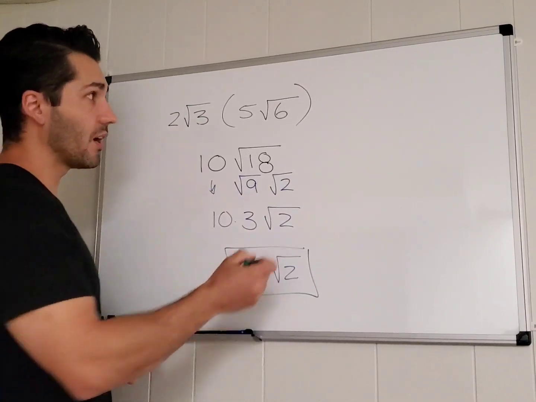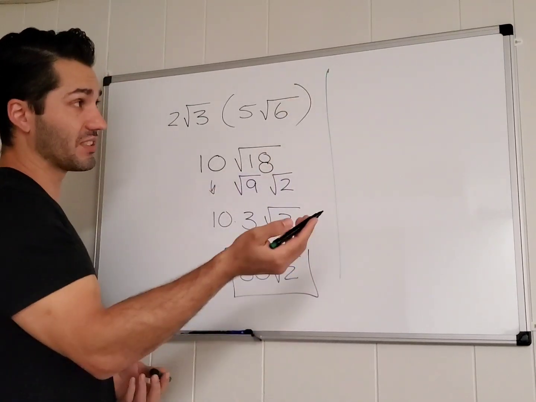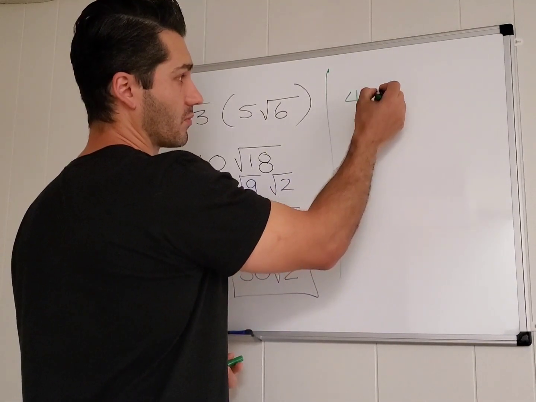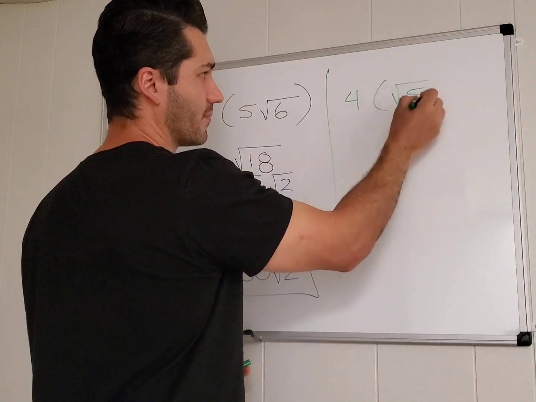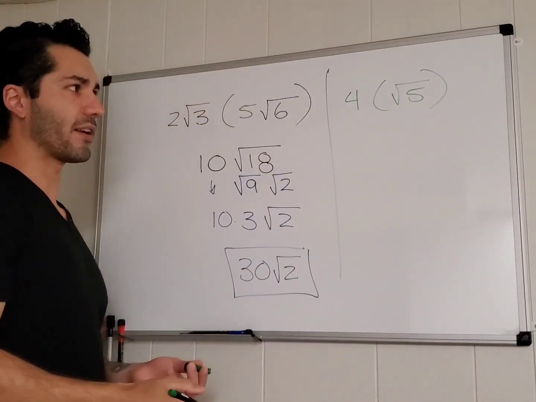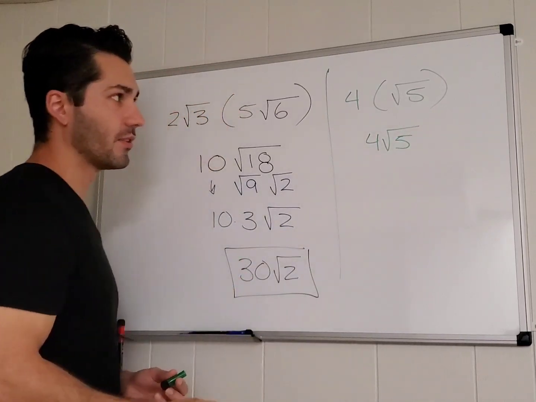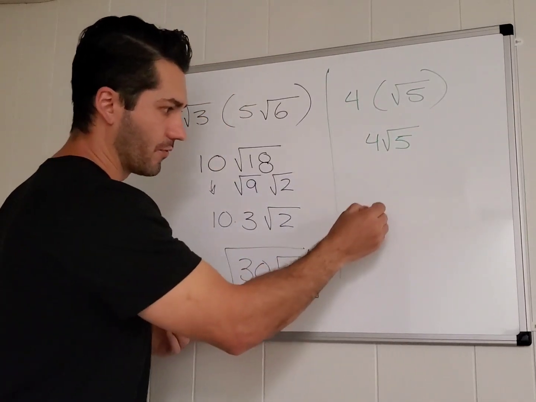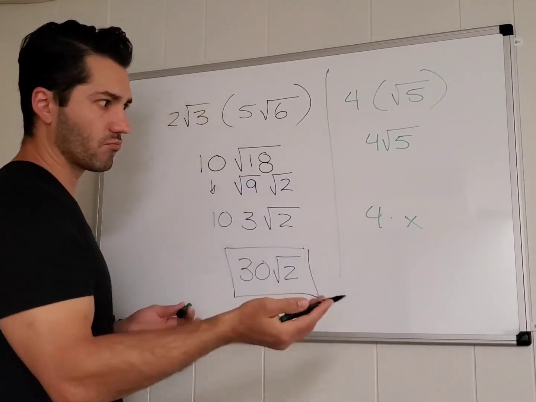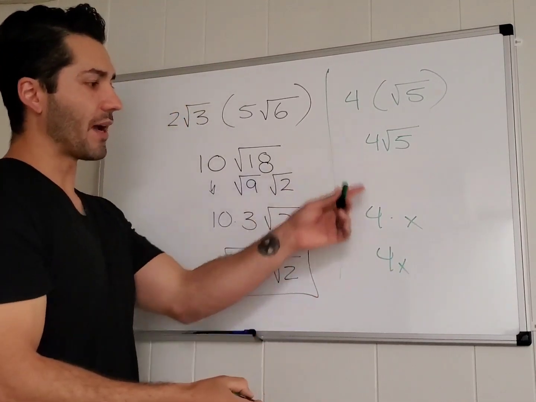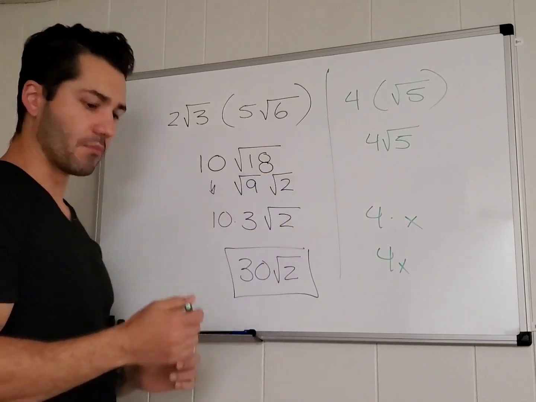Mistakes that happen, one of the more common mistakes is this. If I give you 4 times radical 5, that's not radical 20, that's just 4 radical 5. It's kind of like if I just gave you 4 times x, you can't actually multiply that, it's just 4x. Same idea, you'll see where this comes up in a moment.